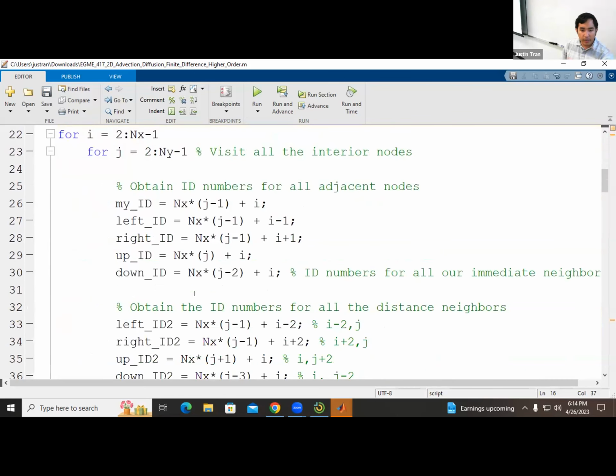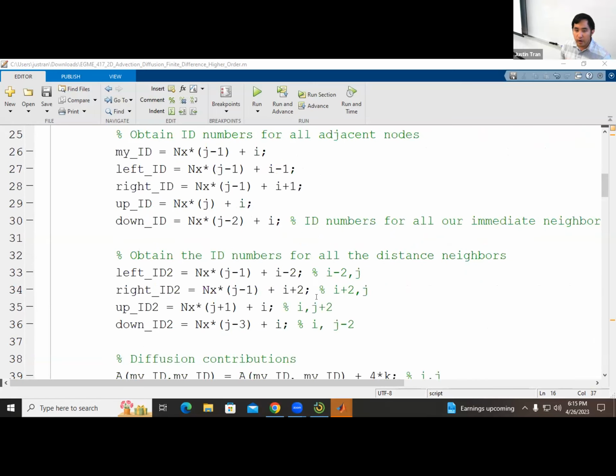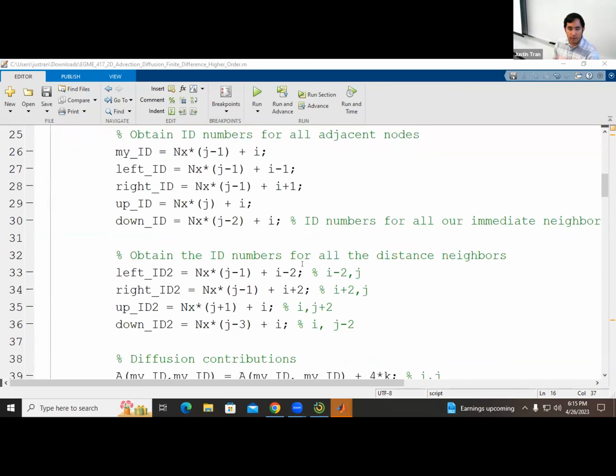Okay, so let's get on to what I wanted to show off for this code, which is the logic. The most important thing when you're applying higher order schemes is to make sure that you have enough neighbors. The thing that can be frustrating for people is that you may get a lot of errors from MATLAB, because you'll try to apply the higher order scheme, and then MATLAB will give you an error called index out of bounds or something like that. So you want to make sure your logic is sound for this.